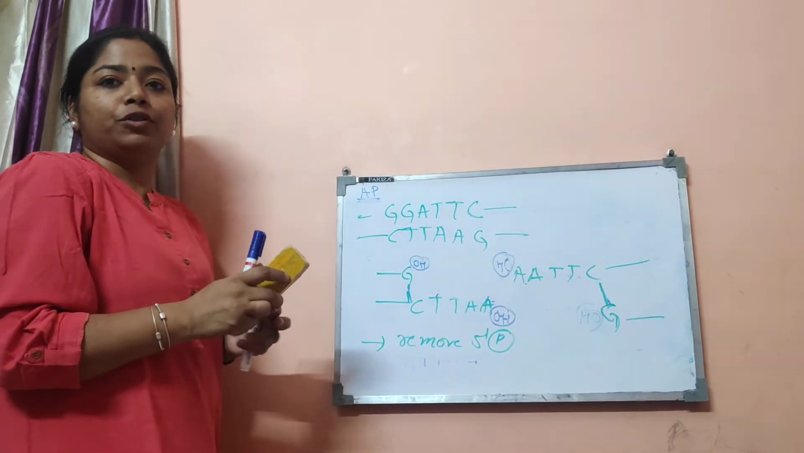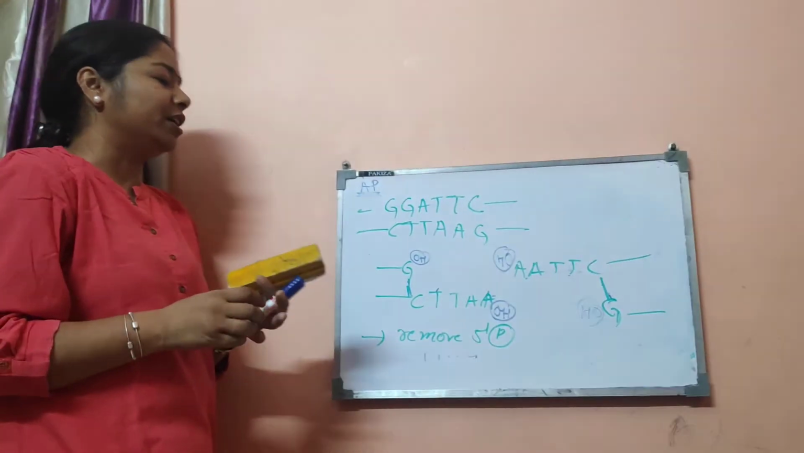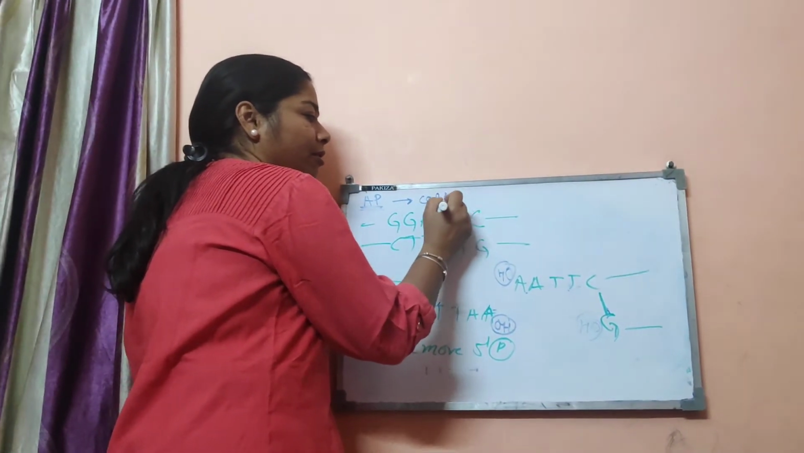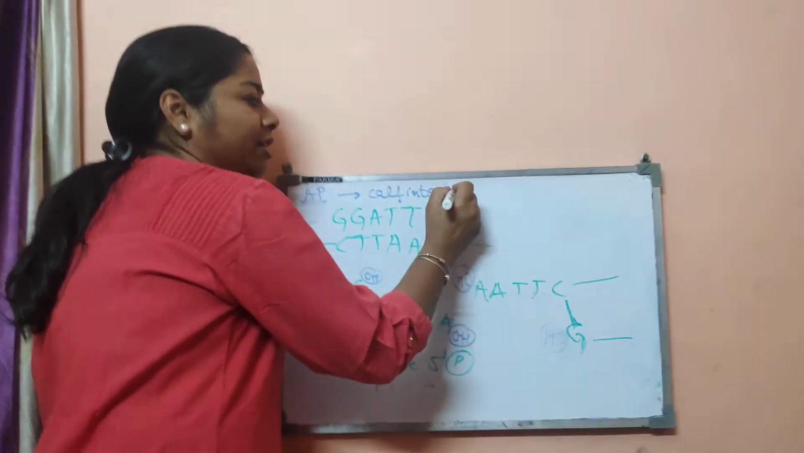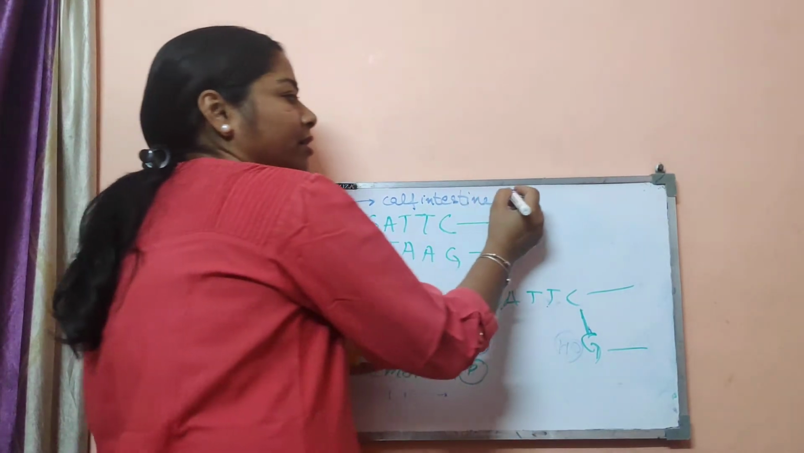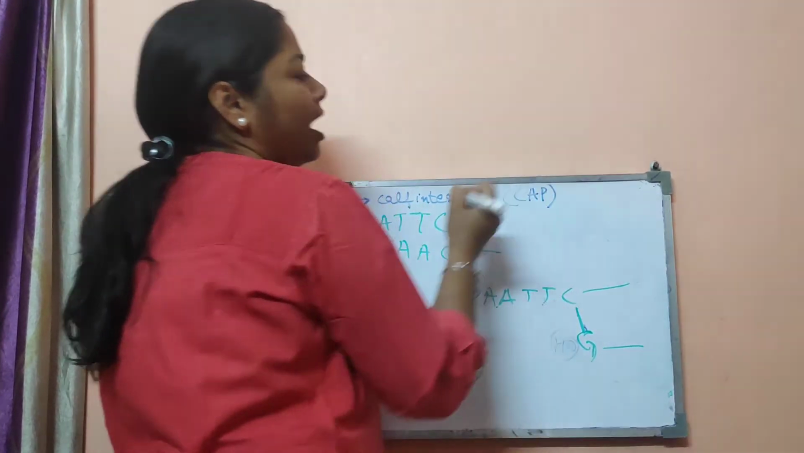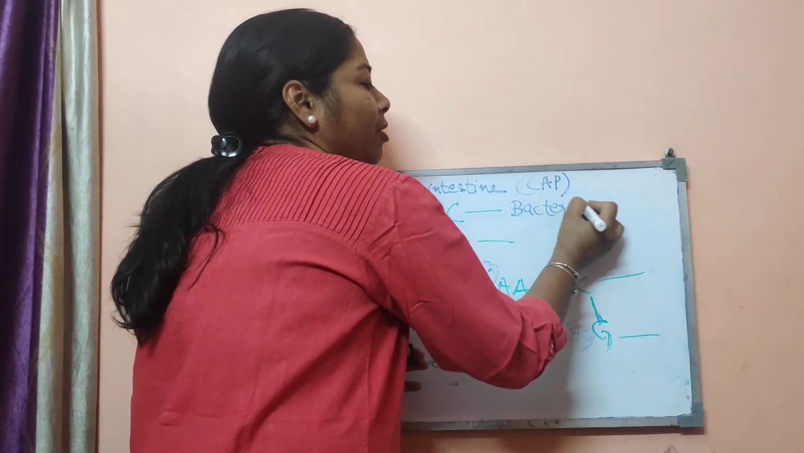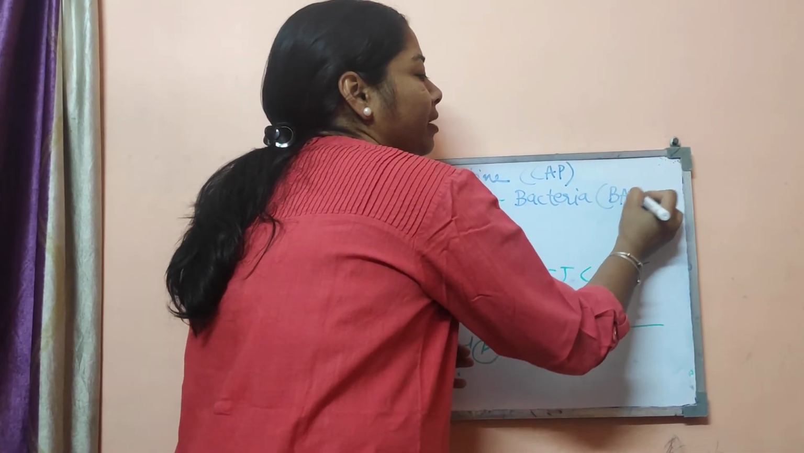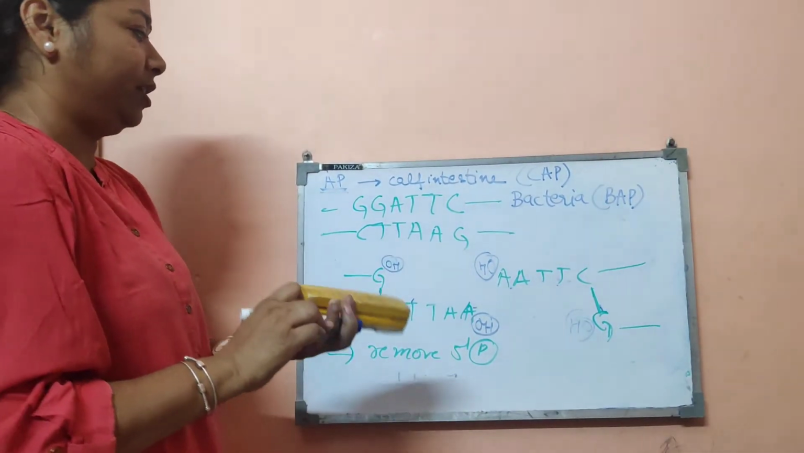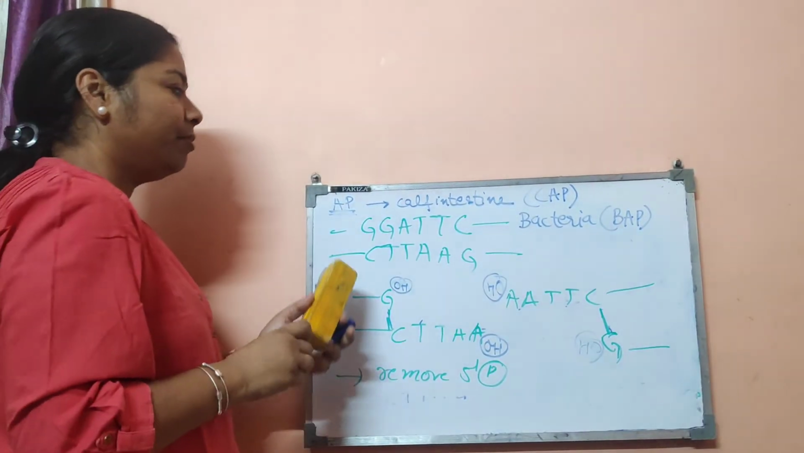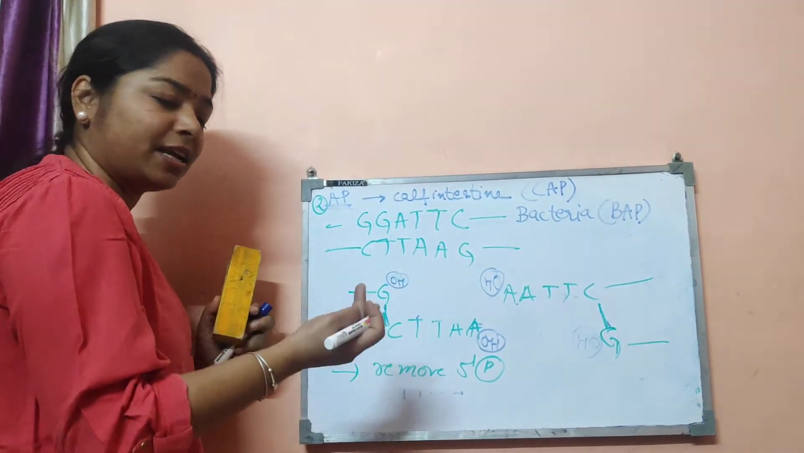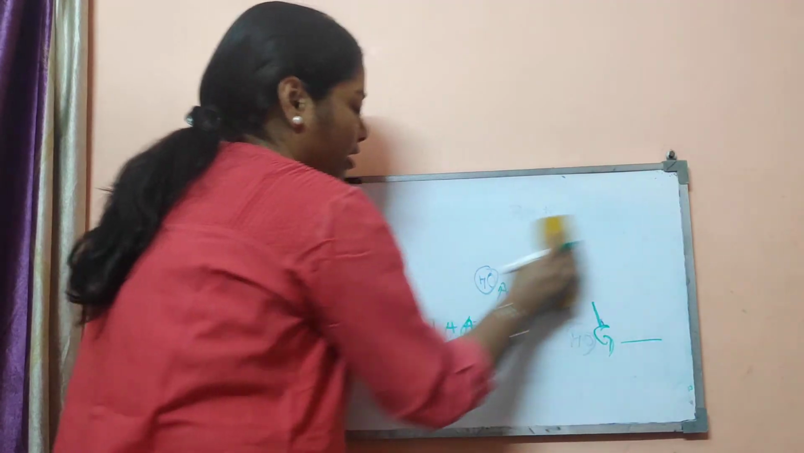From where can this alkaline phosphatase be obtained? We can obtain it from the calf intestine. If we obtain it from the calf intestine, it is known as calf intestinal alkaline phosphatase. And when we obtain it from bacteria, the name is bacterial alkaline phosphatase. So this is the second enzyme which is used in RDT. First is restriction endonuclease, second is alkaline phosphatase, and now the third is DNA ligase.